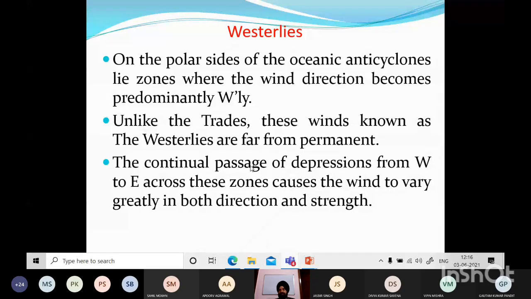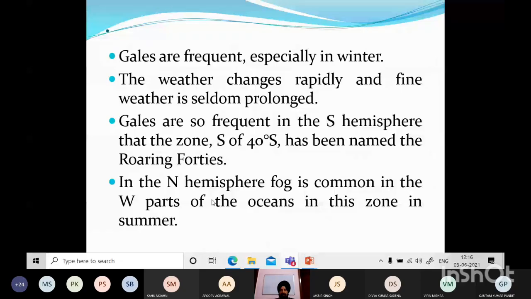Gales are frequent in the westerly zone above 40 degrees. That's why, if you have done sailing in higher latitudes, we are always scared of the bad weather, especially in winter. So the weather changes rapidly and fine weather is seldom prolonged.